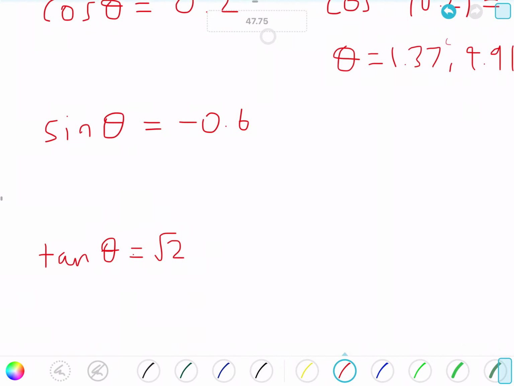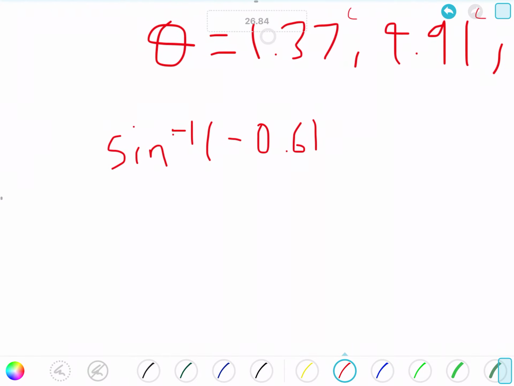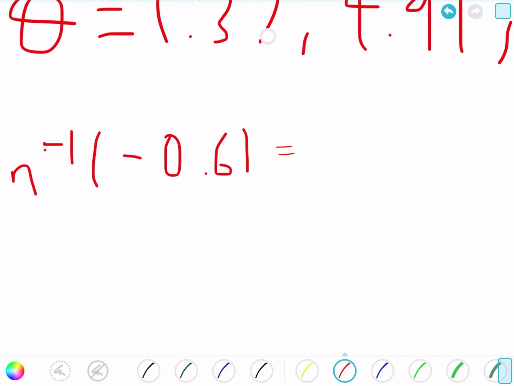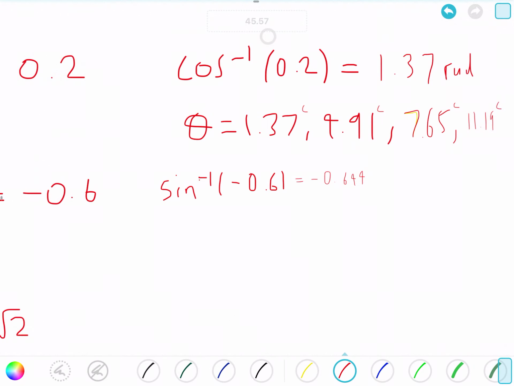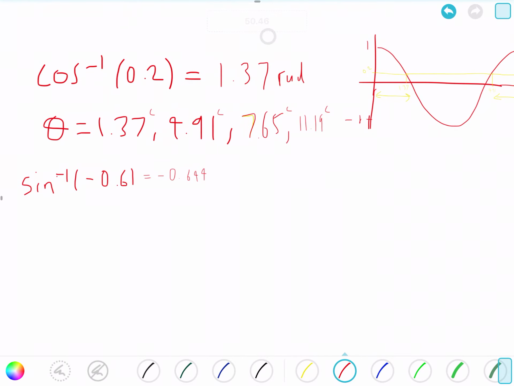Right, I want to show you the sine theta equals minus 0.6, because this one could be a bit confusing. So let's type in inverse sine of negative 0.6 and see what we get. Inverse sine negative 0.6 gives me minus. So yeah, I recommend you follow along, do it yourself, but you'll get minus 0.644 to three significant figures. So, that looks a bit weird, doesn't it? A negative. So what's going on there?